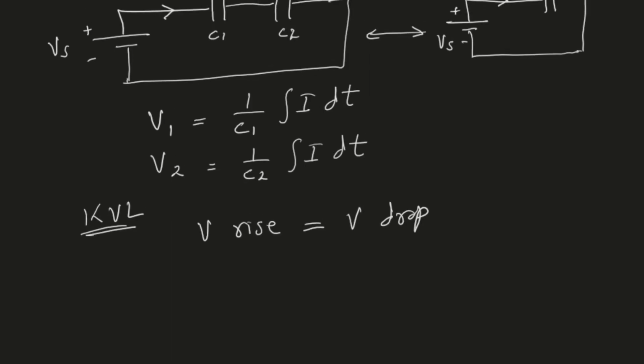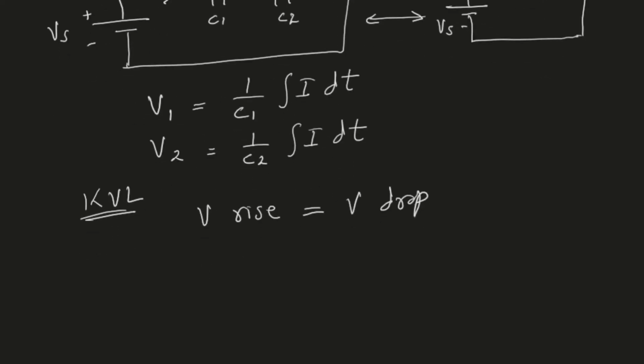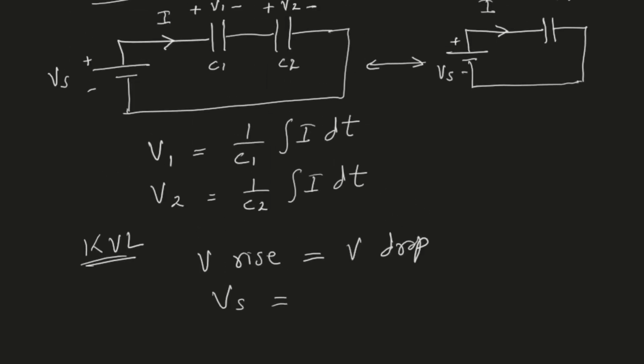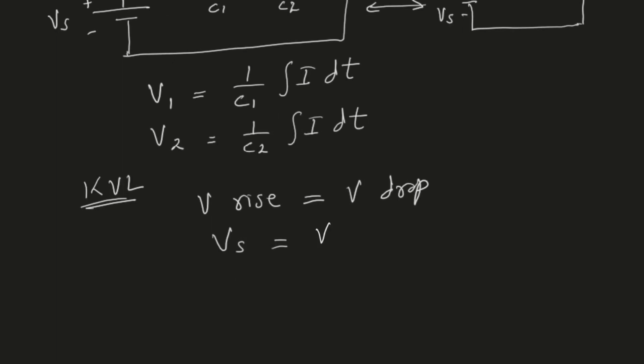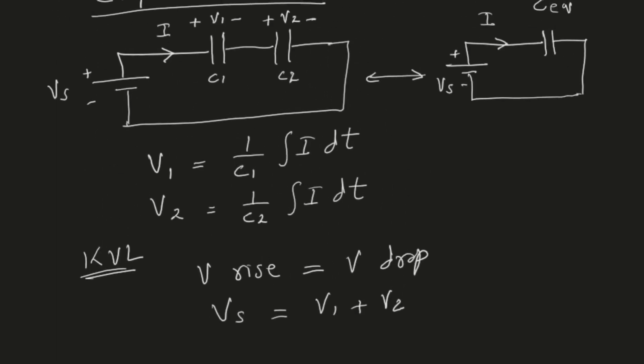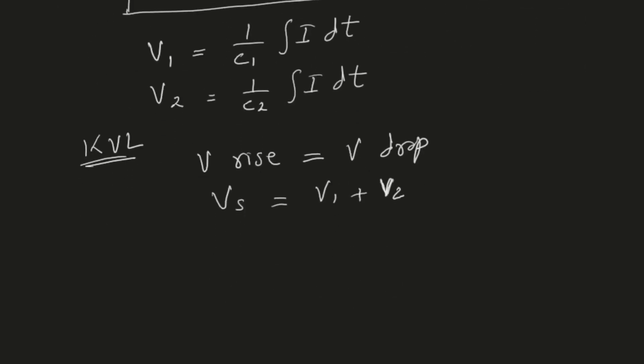When I go around this loop, I get a voltage rise because I'm moving clockwise. So the voltage rise is the source voltage, Vs, and the voltage drops are V1 and V2. So that's V1 plus V2. We have a video on KVL. If you are not familiar with KVL, please watch that video.